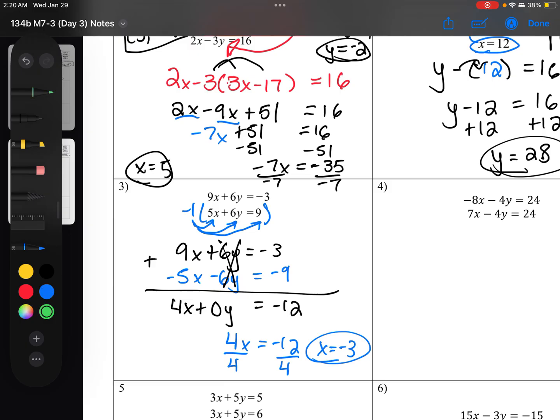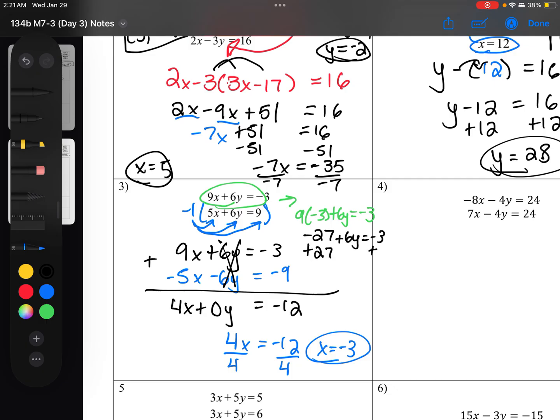And then you pick the equation to plug it into to get your y. I always plug it into the top, so I'm going to have 9 times negative 3 for the x plus 6y equals negative 3. And multiply that out. Negative 27 plus 6y equals negative 3. Be careful with your negatives.